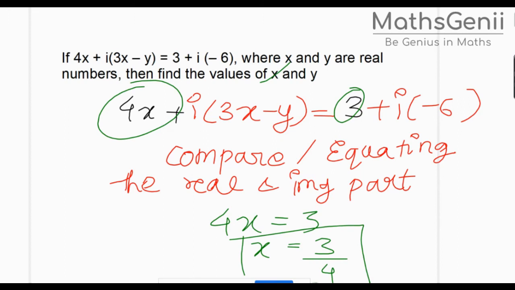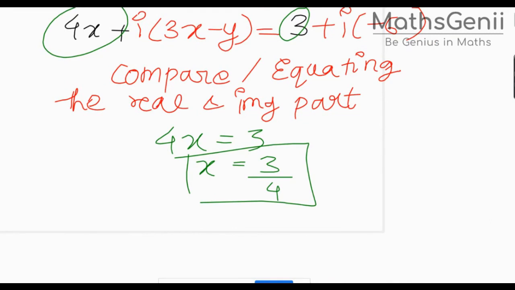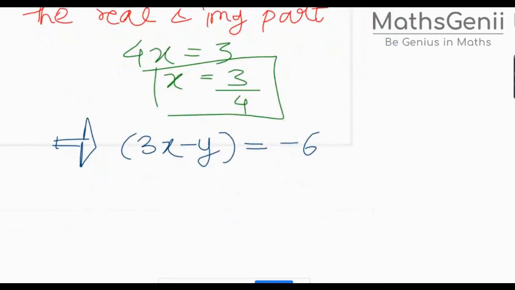So I already got the value of x. Now I need to find y. Similarly, I will equate imaginary parts, as in the ones which have i. So here besides i, what is there? It is 3x minus y equal to, here besides i you have minus 6. Now 3 into, I already have the value of x, I'm going to substitute it. Rest all equation remains as it is.